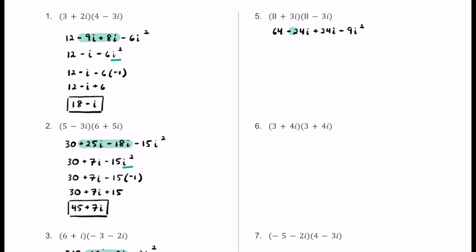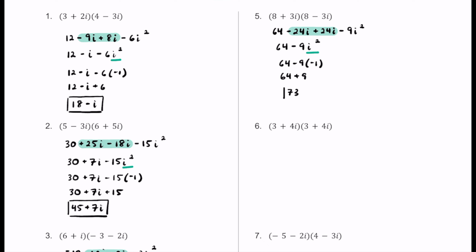Now, if you were thinking about a difference of squares pattern, you were right, because these two middle terms are going to cancel out. So we're just going to get 64 minus 9i squared. That's a difference of squares. Now, i squared is equal to negative 1, so we can rewrite this as 64 minus 9 times negative 1. And really, that's going to turn into 64 plus 9, or the same thing as 73.